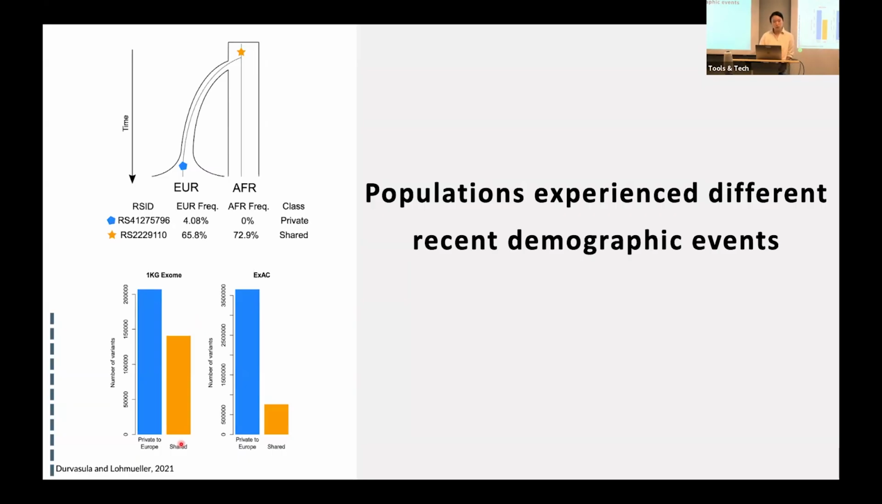So this sort of result was observed, not just from their simulations, but also in the empirical data, like the 1,000 Genomes exome data. So this work focused on how demographic events like bottleneck and expansion can shape the genetic variation in a way that directly affects the complex trait architecture.